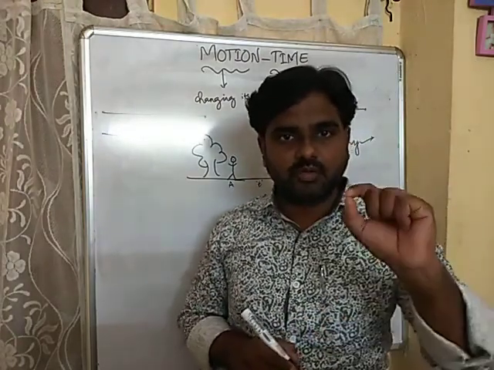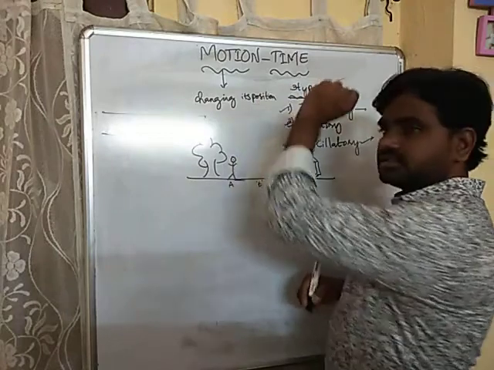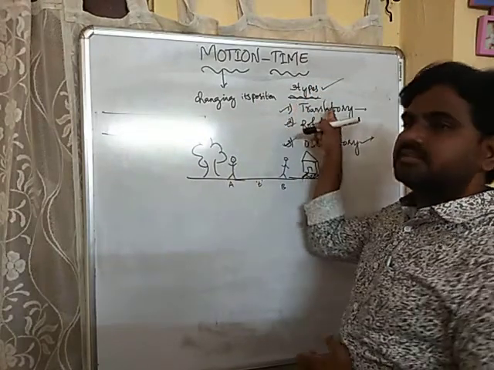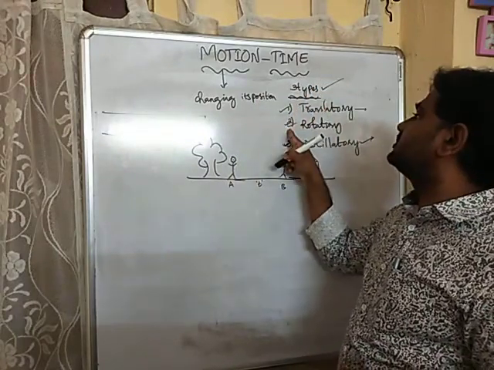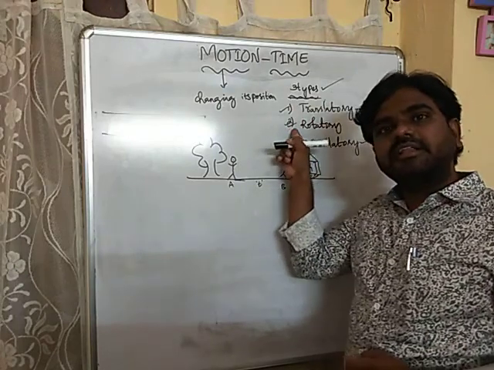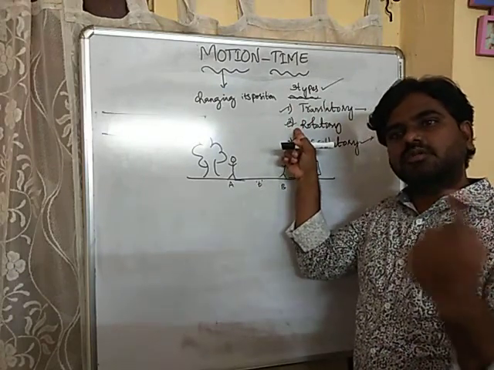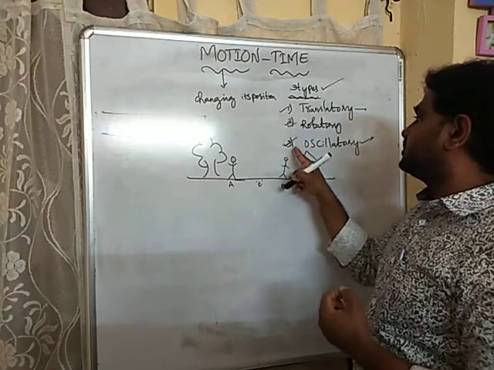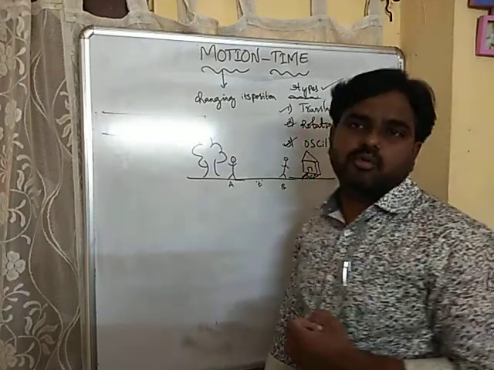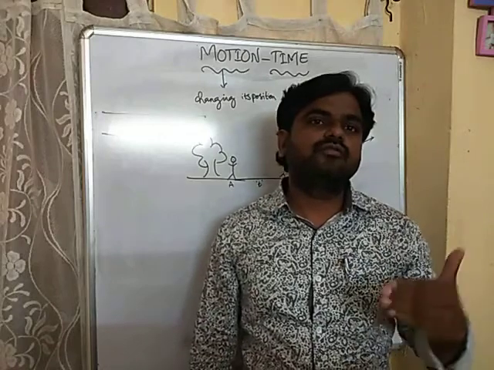Is it okay? So once again, there are three types of motion. The first one is translatory, it's nothing but straight motion. The second one is rotatory motion, in other words, motion around something. The third one is oscillatory motion, nothing but to and fro motion.